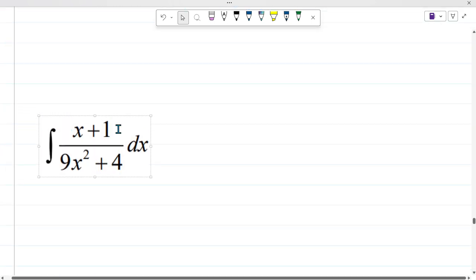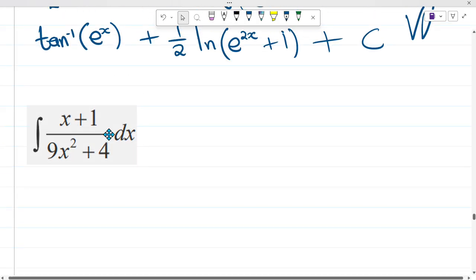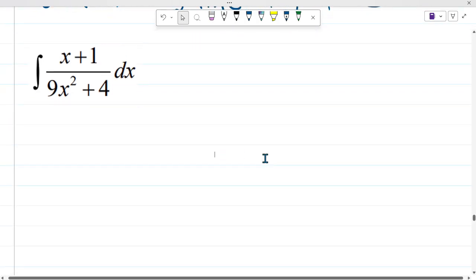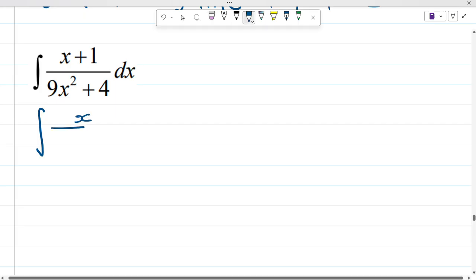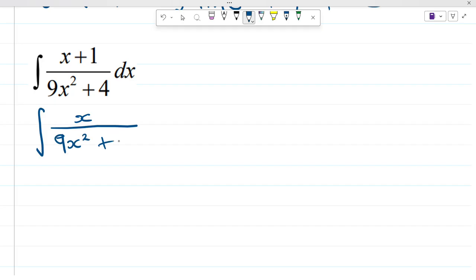So let's see what we can do to the following question. Now we've got ourselves the integral of x plus 1 divided by 9x squared plus 4 dx. We can already say that we need to split first before we can do anything to this question, because it's in that format of splitting, right? So let's split. To split this, we are going to get x divided by 9x squared plus 4.